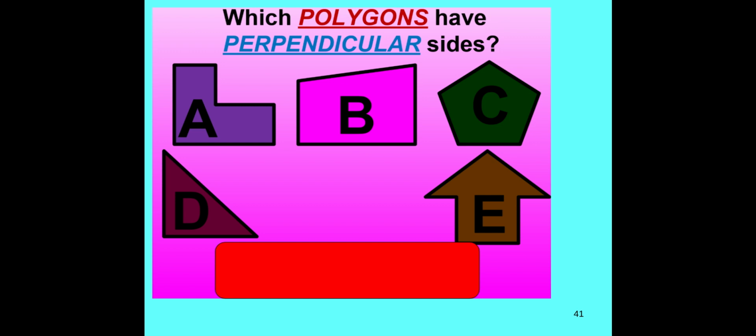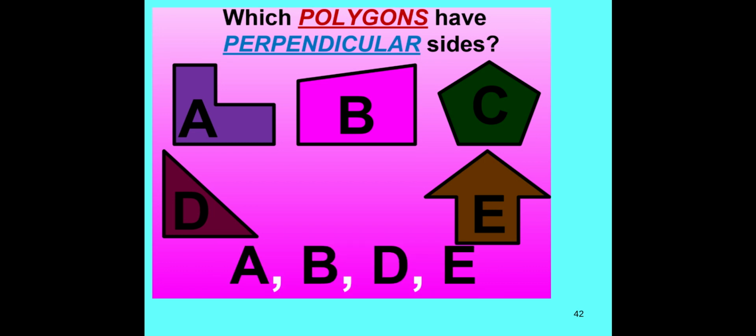Which polygons have perpendicular sides? So I'm looking for shapes that make at least one right angle. Doesn't have to be all of the angles, but makes at least one right angle. Pause your video to pick out your shapes. Hopefully you paused your video, and our shapes that we are looking for are everything but C.